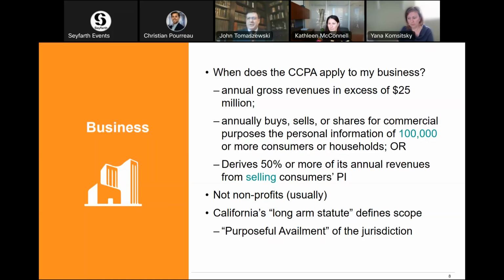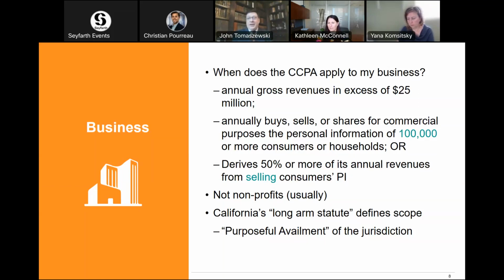The first one is obviously, do you have gross revenues of 25 million or more? That's annual. It is not clear whether those are worldwide or just in California. The safe bet is consider it worldwide. So if you have annual gross revenues of 25 million or more, regardless of where your money is coming from, you're very likely going to be considered a business.